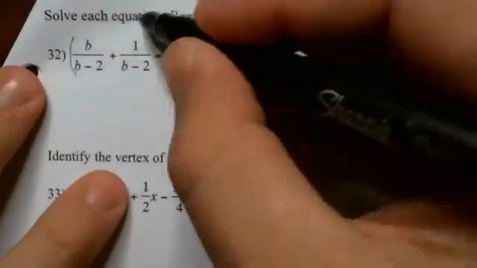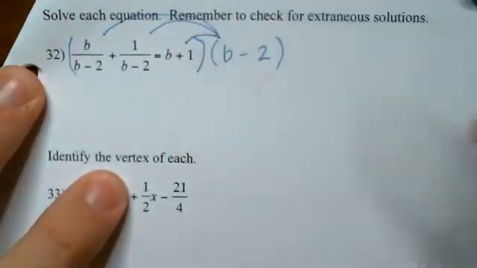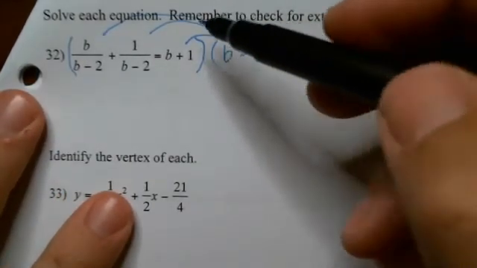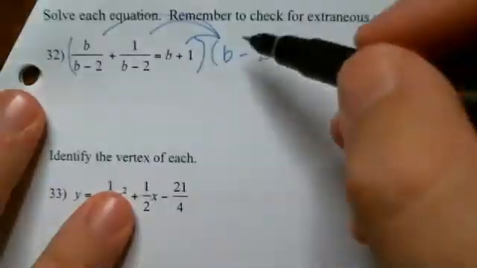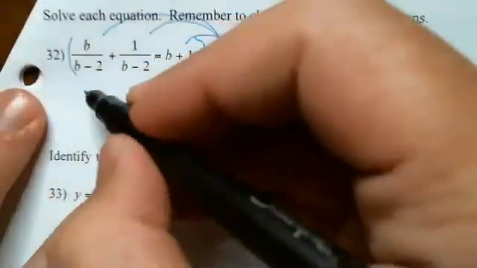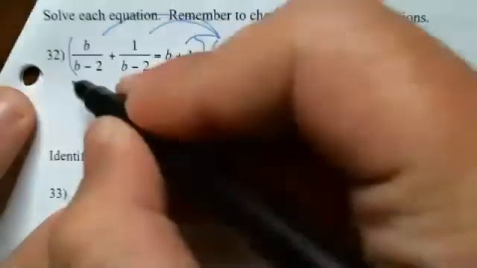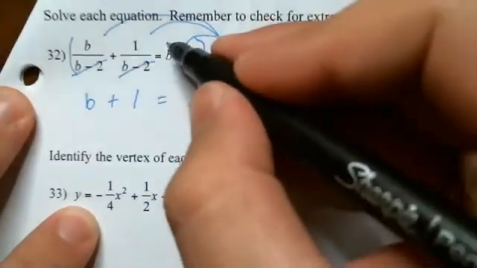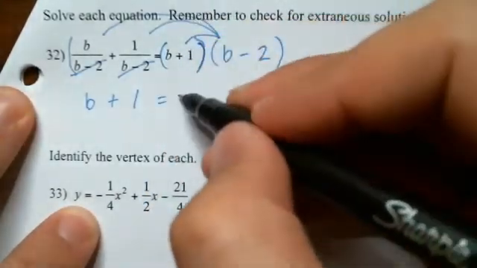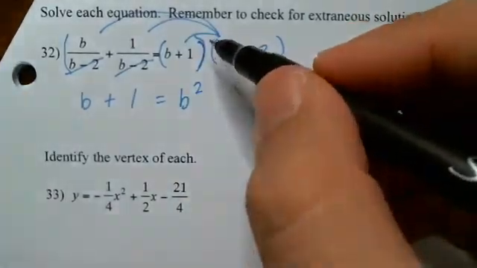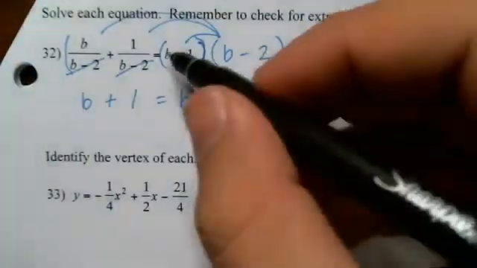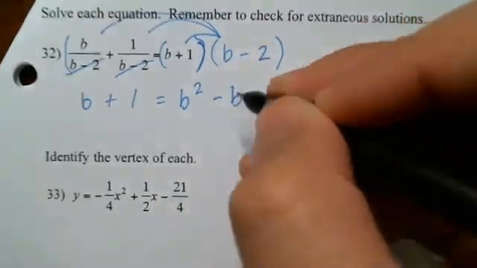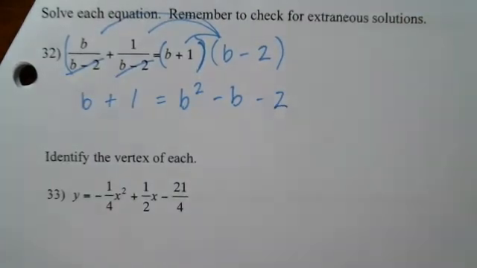And then we distribute, right? Multiply that by everything. Well, the cool trick is that when you're multiplying an equation by the denominator, what happens to it? It does what? Cancels out. So b plus 1 is equal to, and then here you just got to FOIL that. So that's b squared. B times b is b squared, minus 2b plus 1b, which would just be what? Minus b, and then minus 2.